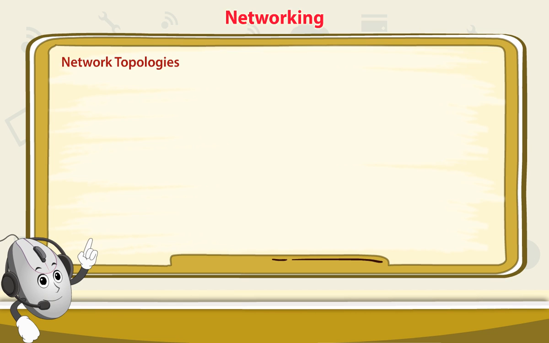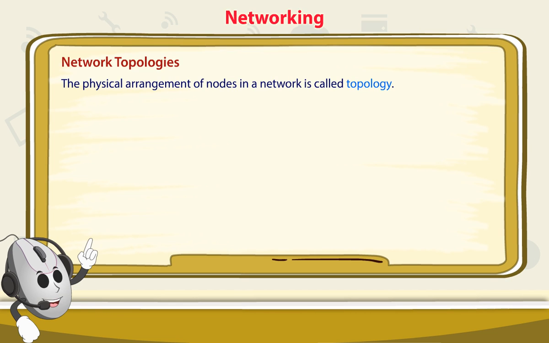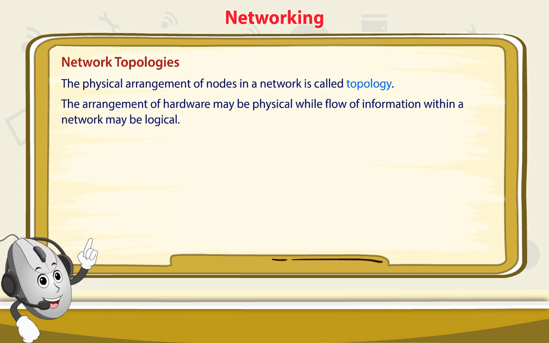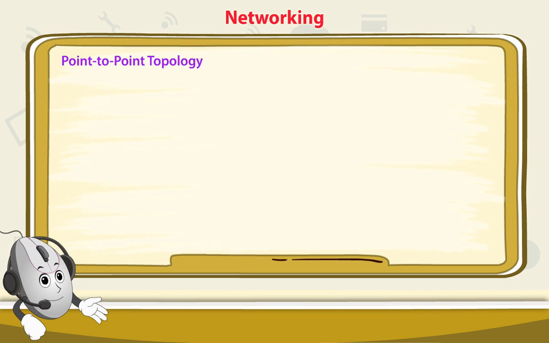Network topologies. The physical arrangement of nodes in a network is called topology. The arrangement of hardware may be physical, while flow of information within a network may be logical. Different types of networking topologies are described here.